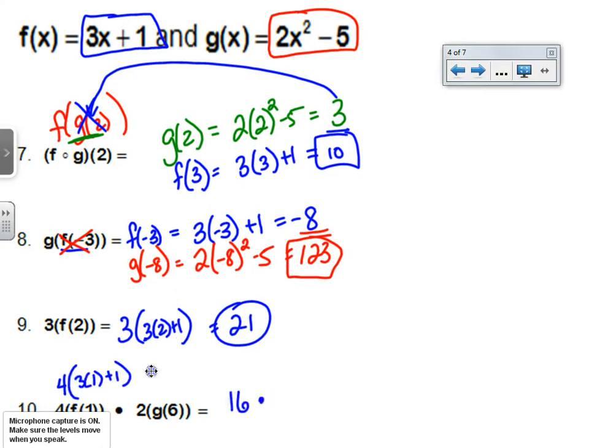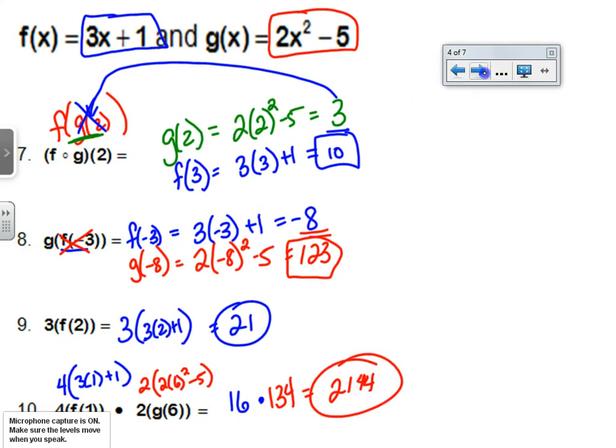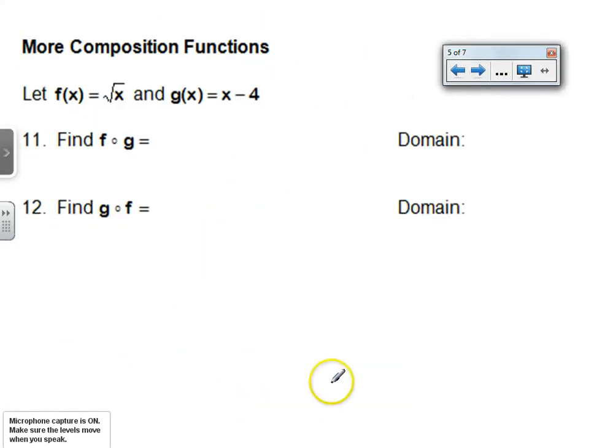Times, and then it says 2 times g of 6. So g of 6, it's going to take a little more thinking. 36, 72, minus 5 is 1. Nope, I did something wrong. Oh, times 2 is 134. So 16 times 134 is 2,144. Whew. All right, more composition.